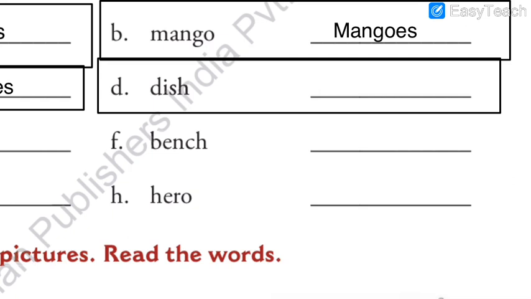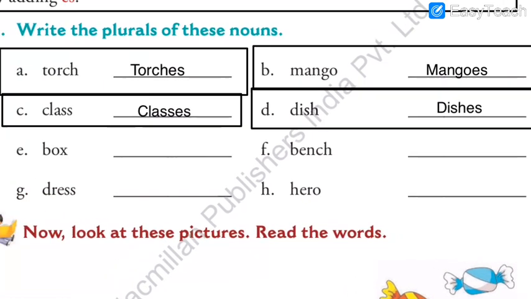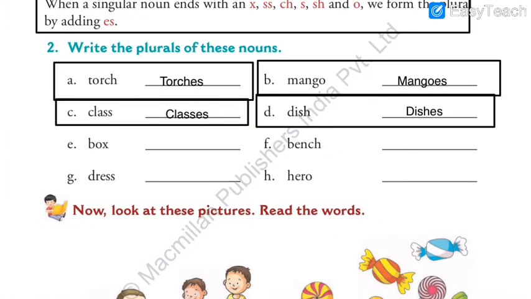So if not one, there are two, means many, correct? So for one we use singular, for two we use plural, correct? So dish will become dishes. So let me write the correct answer for you. Here is the perfectly placed answer. So dish becomes dishes.